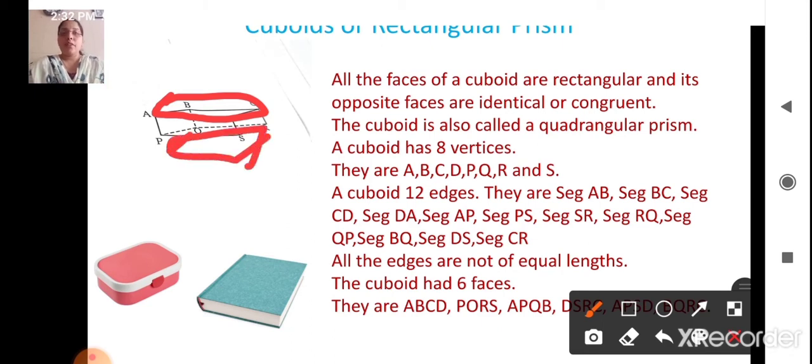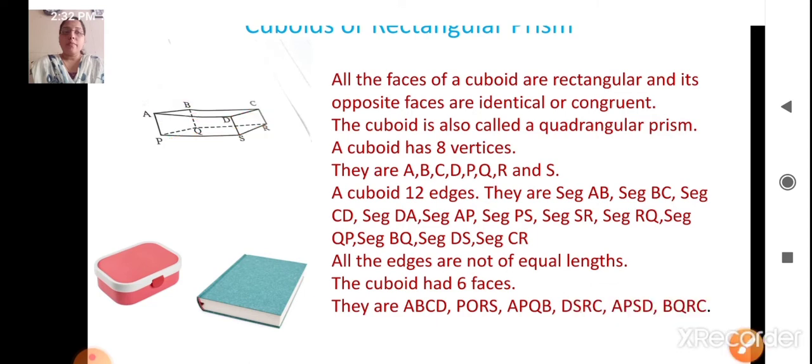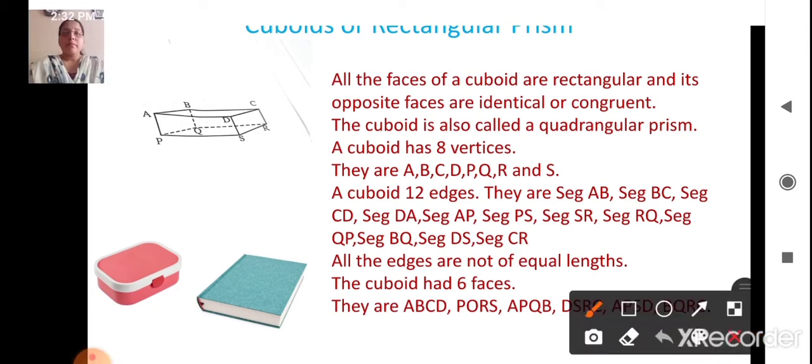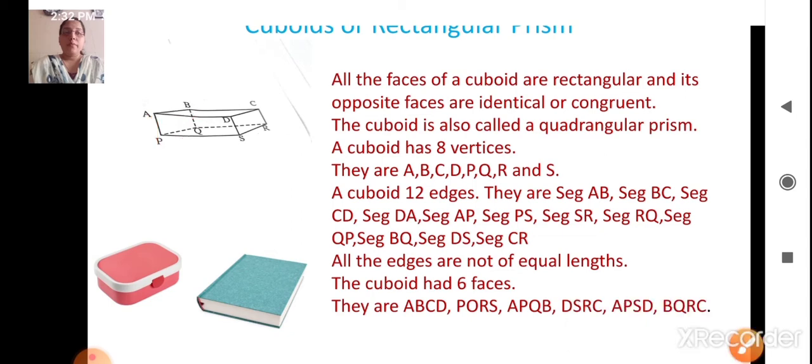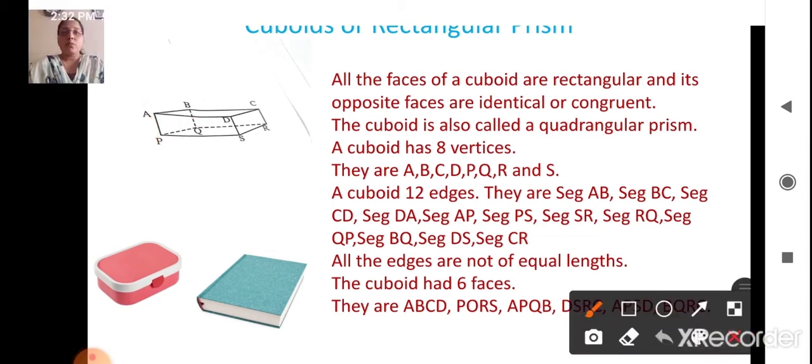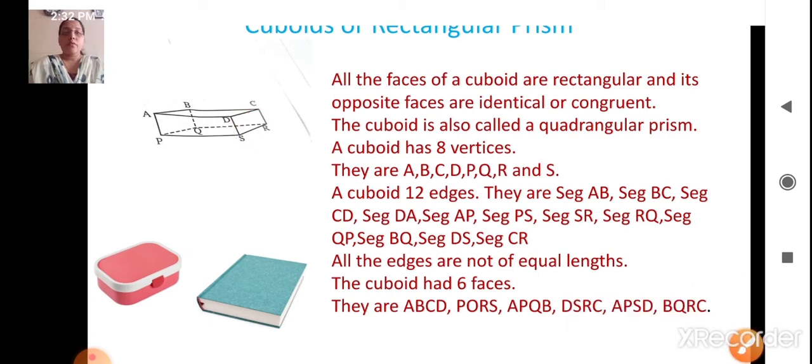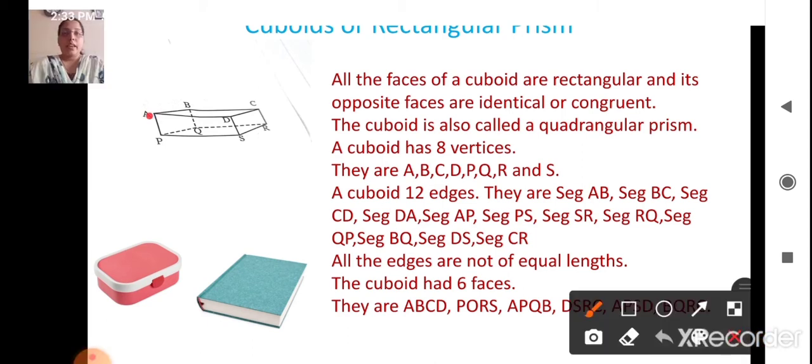The second face. Clear, children? Next is A, P, Q, B. I'll mark it here. A, P, Q, B, the third face. Okay, D, S, R, C, the opposite one, D, S, R, C, the fourth face. Next is A, P, S, D. Let us see A, P, S, D. Can you see it, children?